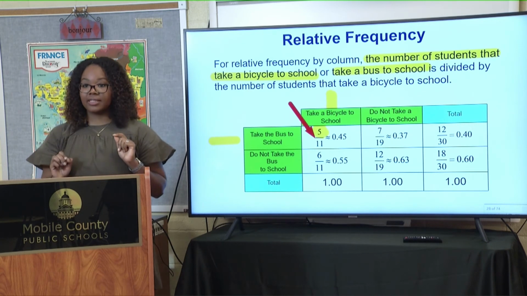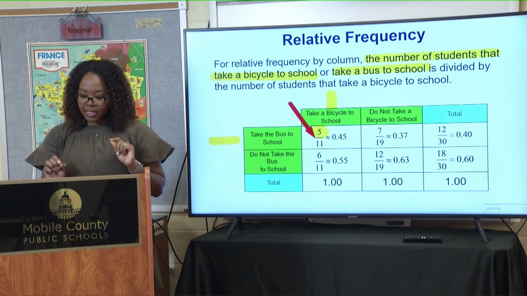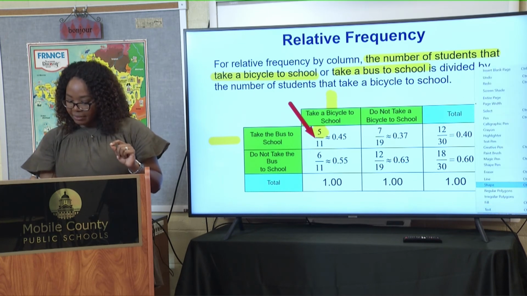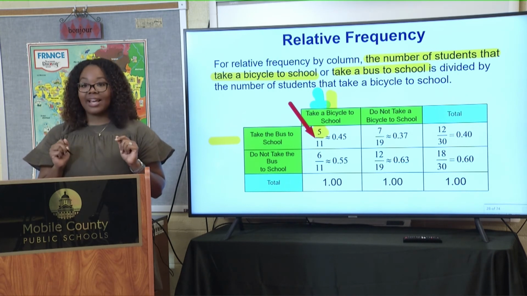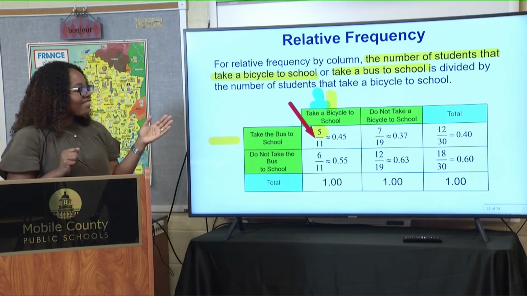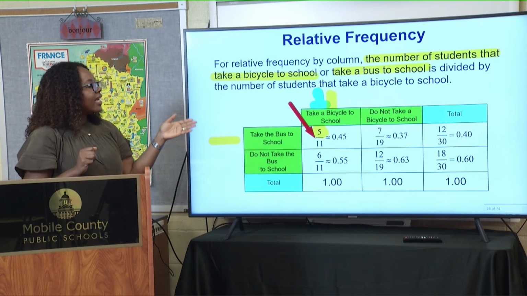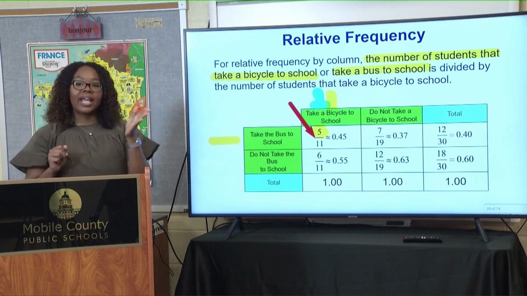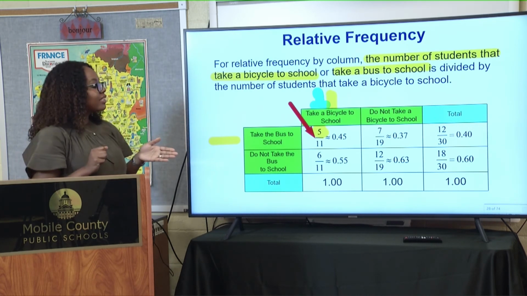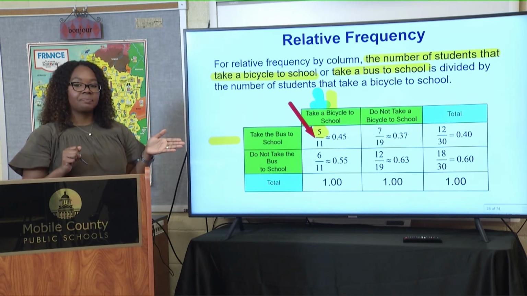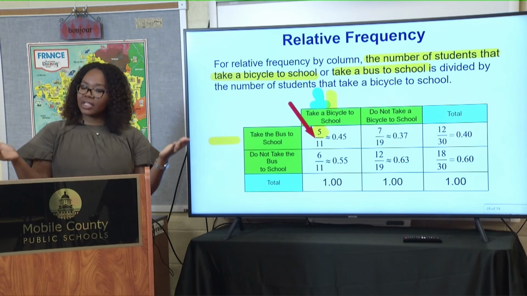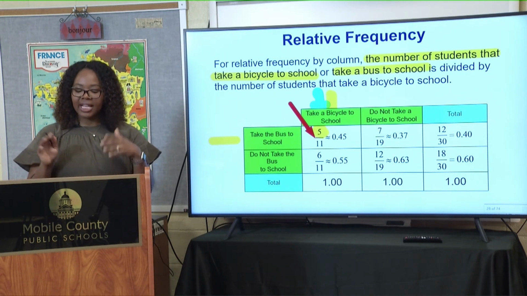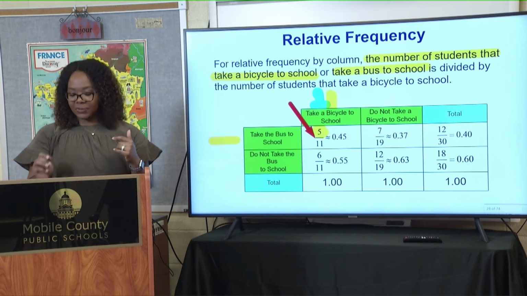That's 5 students. But we also want to compare that to the subtotal of the number of students that take a bike to school, which is 11. So 5 out of the 11 students take a bike to school or a bus to school. So the relative frequency is 5 to 11. We can write that as a decimal, 0.45. Or we can also say 45% of our students take a bike to school or a bus to school.